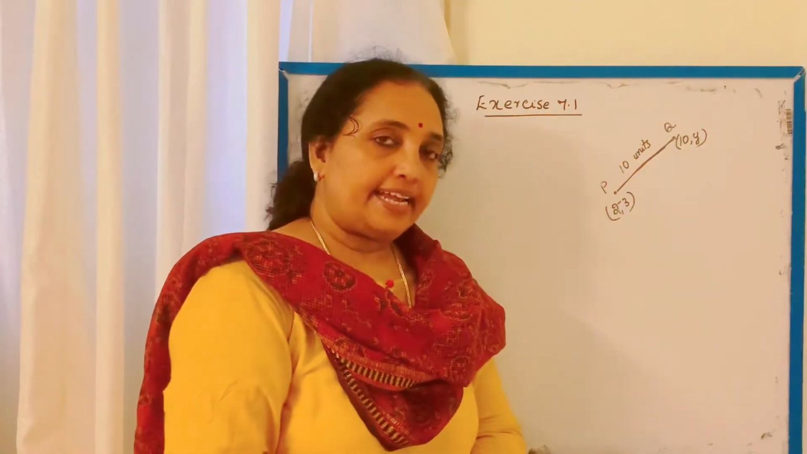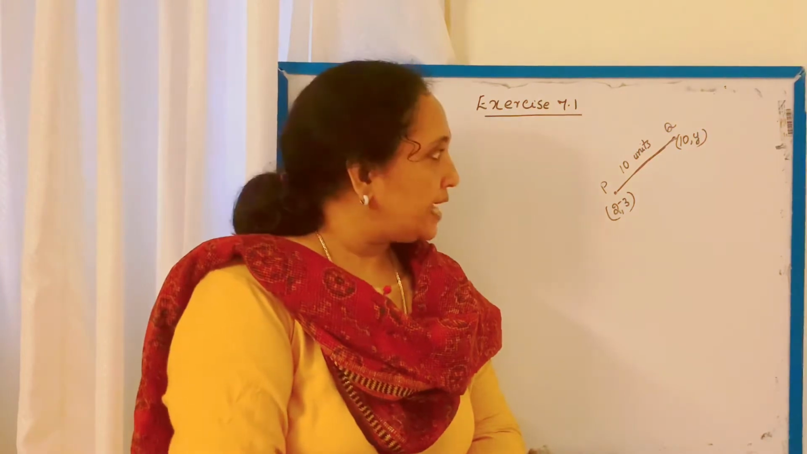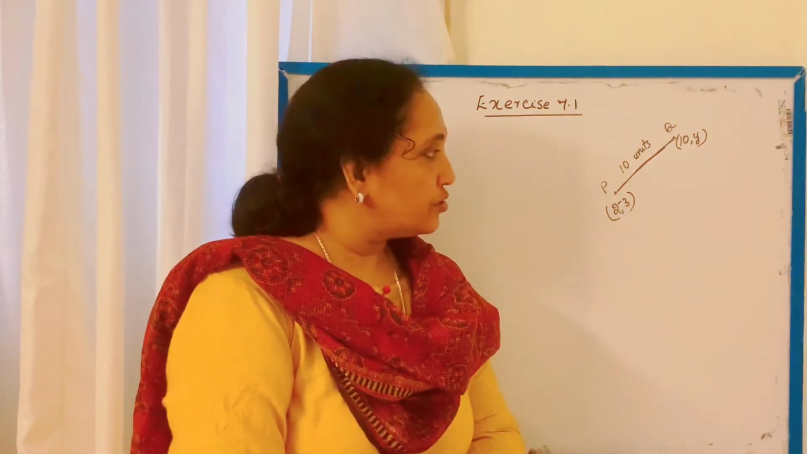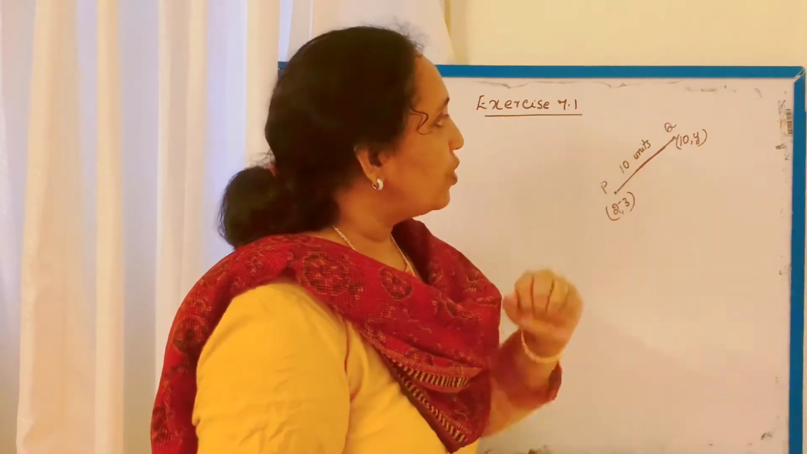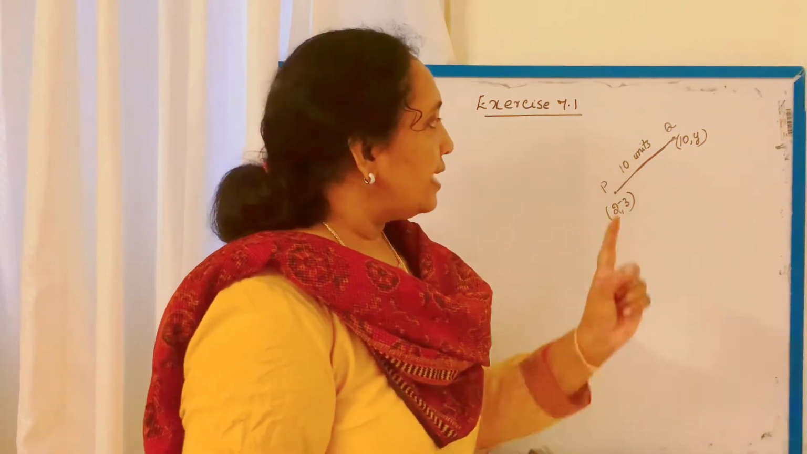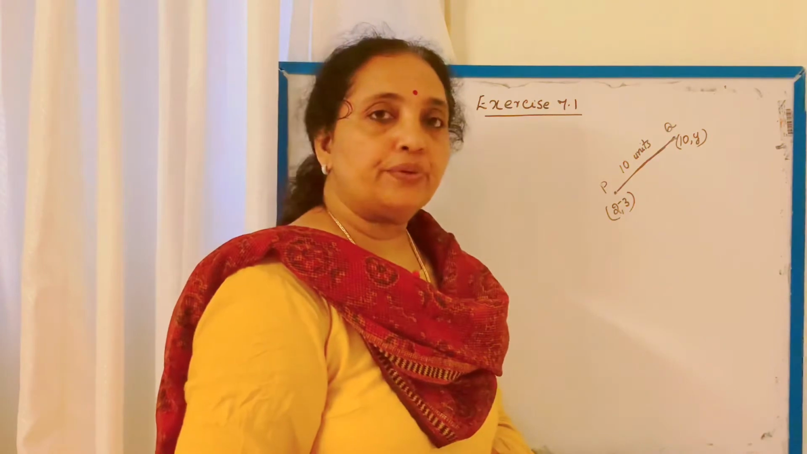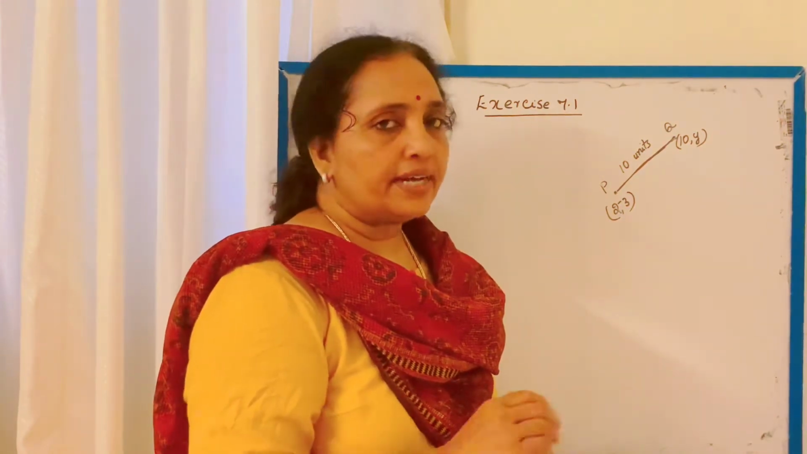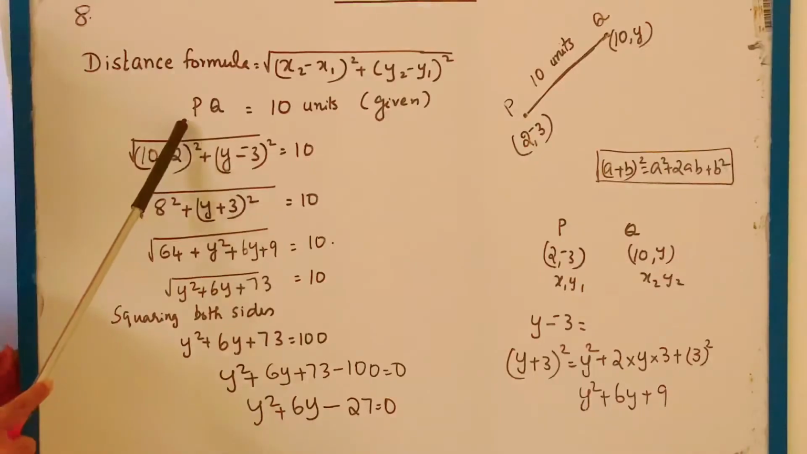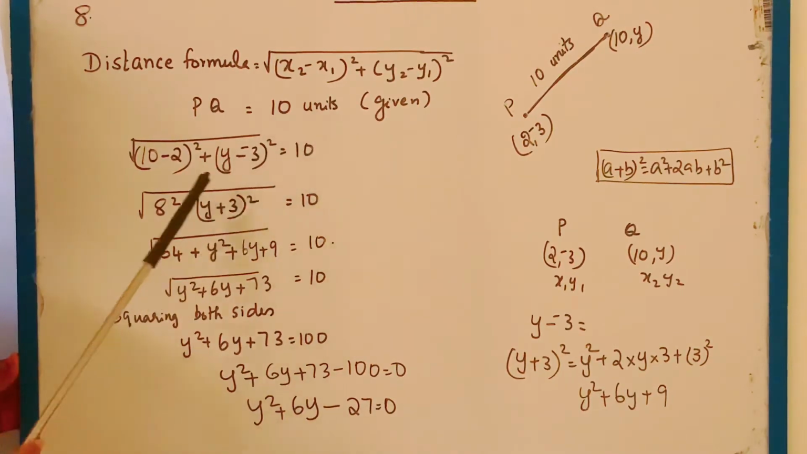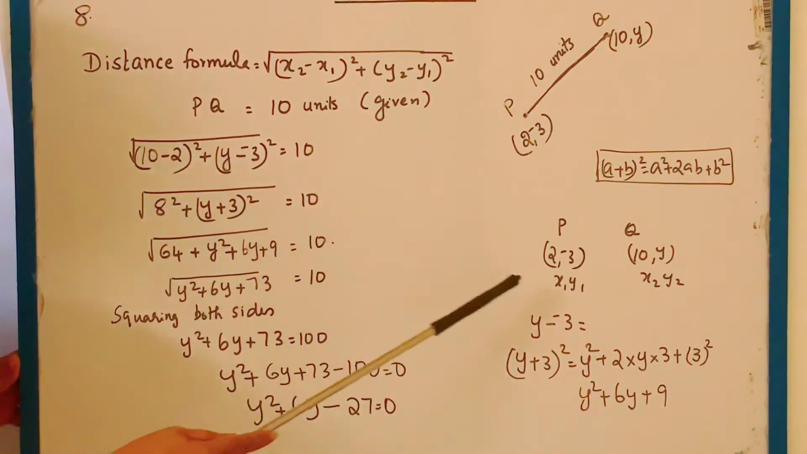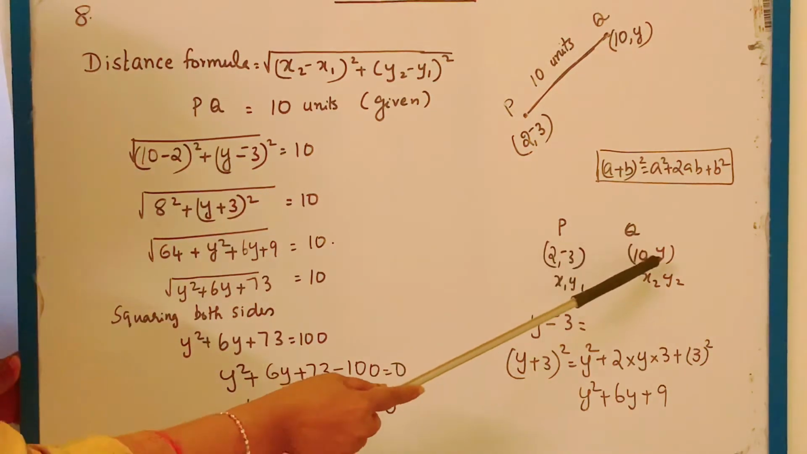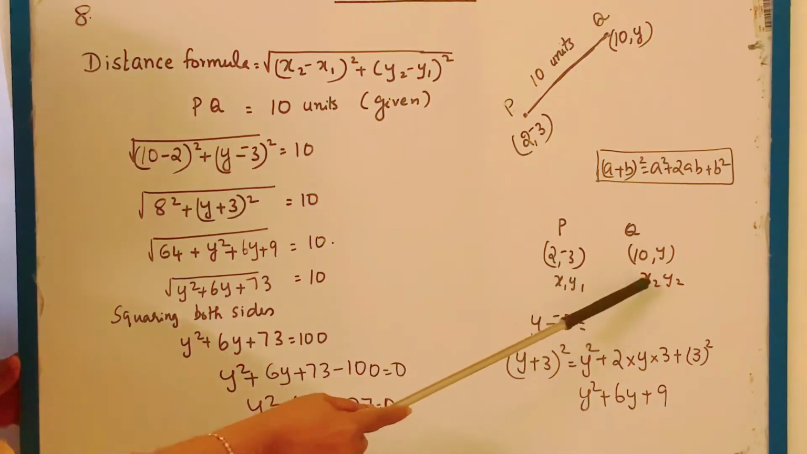In question number 8, given 2 points P and Q and their coordinates are also given to us, and we want to find out the y coordinate of the point Q, and the distance between P and Q is also given. So you can use the distance formula here. Given that PQ is equal to 10 units, then using the distance formula, P is (2, -3), Q is (10, y), then x1, y1, x2, y2.